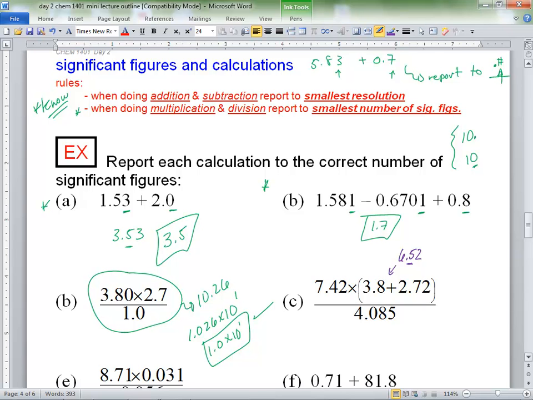Just 2. Because you have to look at them all and say, well, he has 3 digits. He has 1, 2, 3, 4. This one only has 2. So you have to report your answer to 2 sig figs. And when you do it in your calculator, you have to type in 6.52, though. You don't do any rounding to the very end. That's the rule on rounding. So 6.52 times 7.42 divided by 4.085, and report your answer to 2 sig figs.